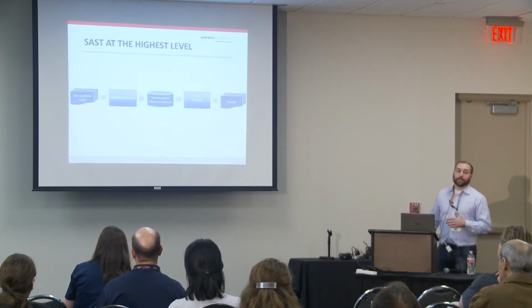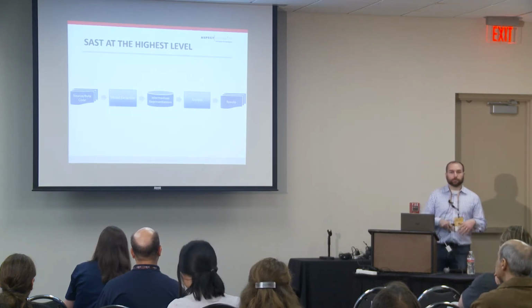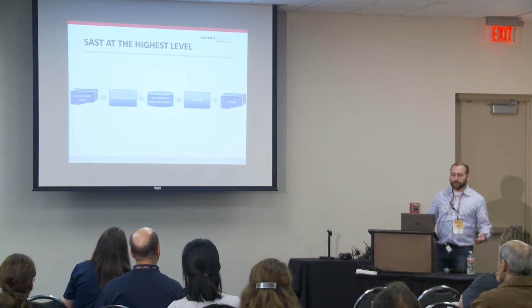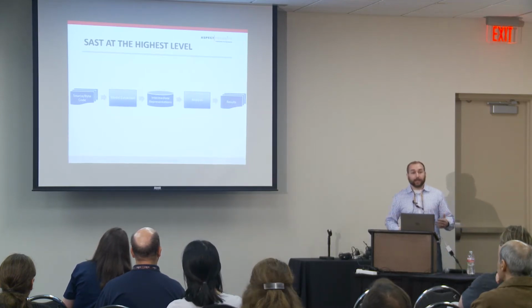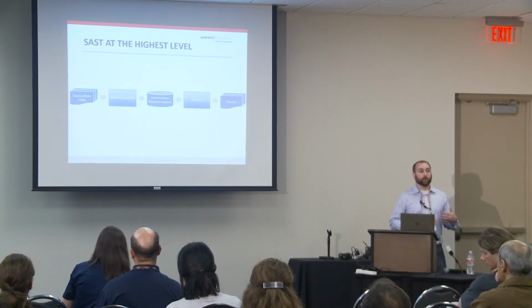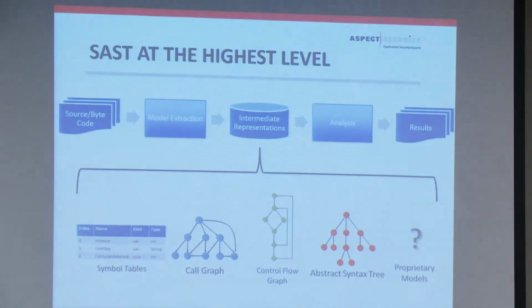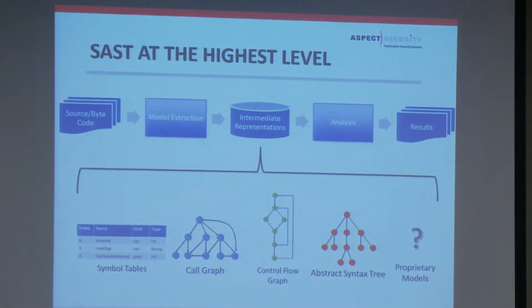So this is what the normal process looks like, right? You have source code or byte code that gets fed into some sort of model extraction process. The output of that is one or more intermediate representations of that source code or that byte code. Right? Those intermediate representations have many forms. This is very similar if you're familiar with how compilers work.